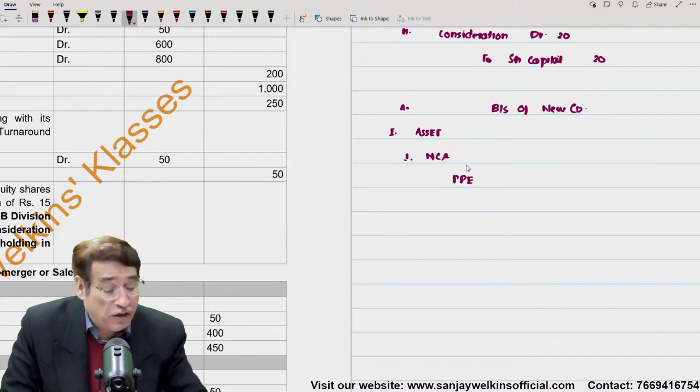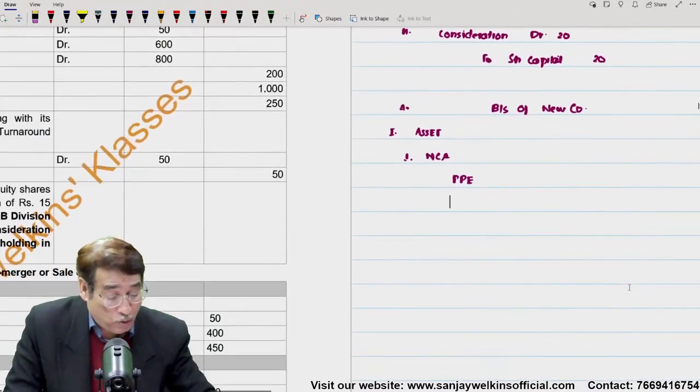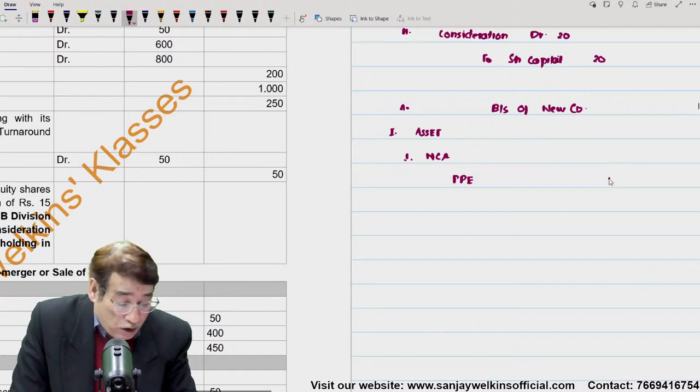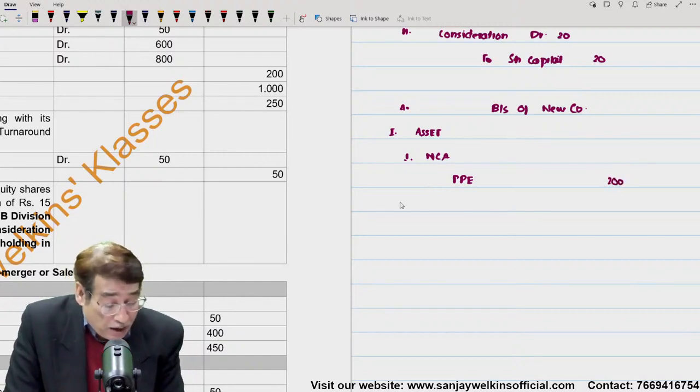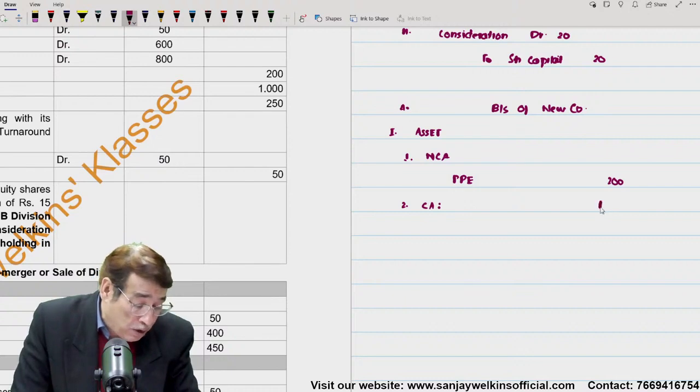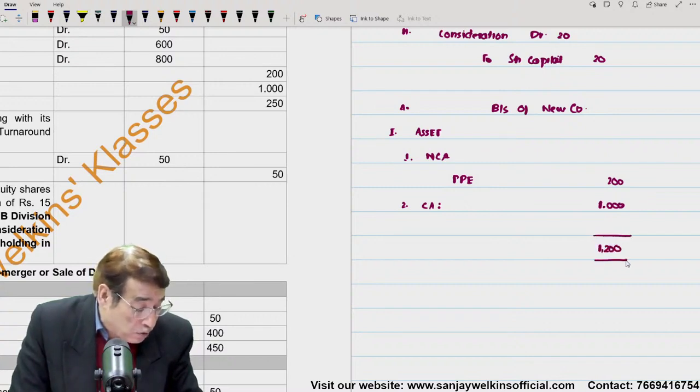And you have written in the entry property, plant and equipment at 200. So in the outer column, you are going to write here 200. Is it clear to you? And then you will write here current asset. Only one item under current asset, that is current asset itself. So you are going to write 1000. So easy, not tough. So you can straightaway write total of the asset side, that is equal to 1200.